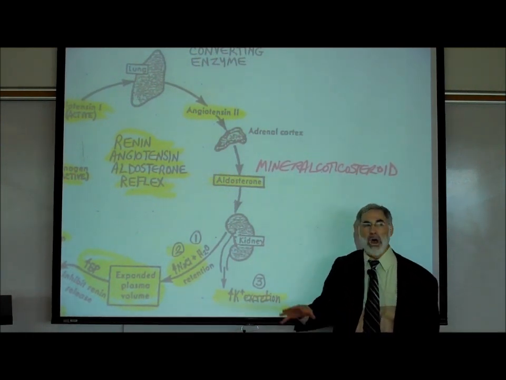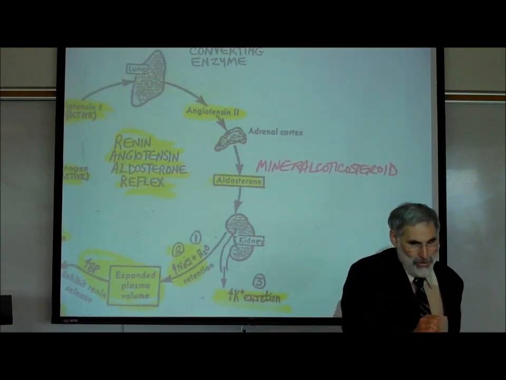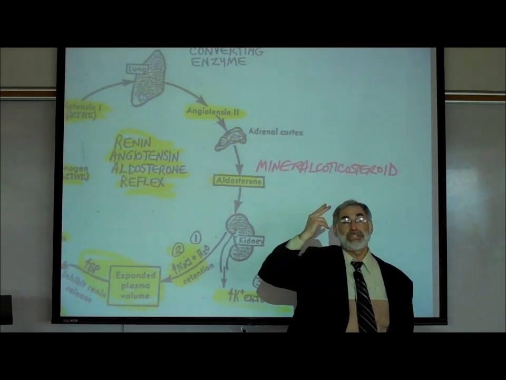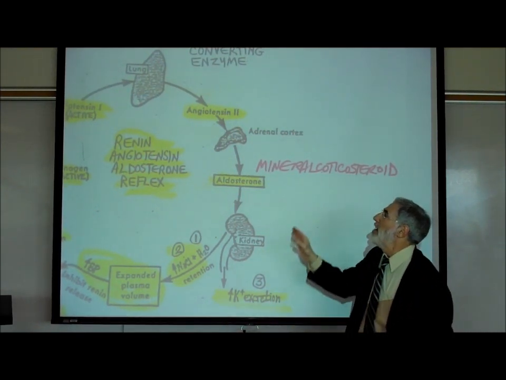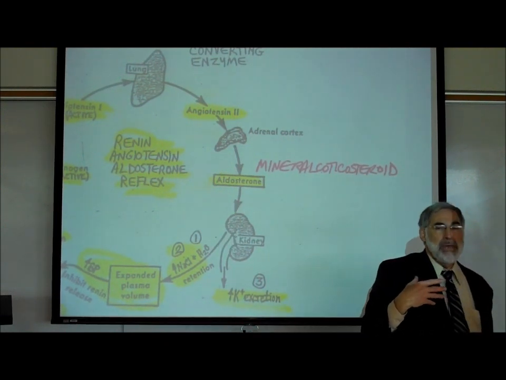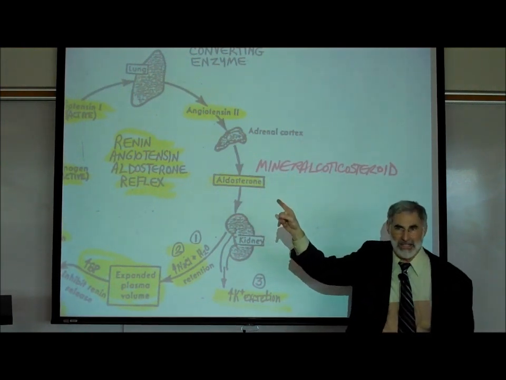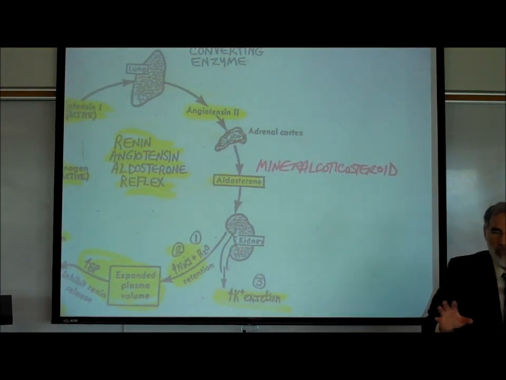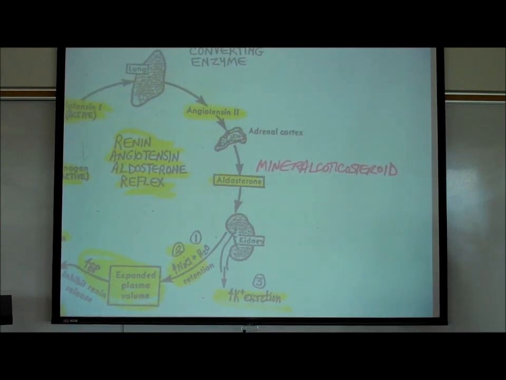In the last class meeting, we learned that what controls the release of cortisol and other glucocorticosteroids was the pituitary hormone ACTH, adrenocorticotropic hormone. But what's controlling the release of the aldosterone and other mineralocorticosteroids is this renin-angiotensin mechanism. So this is controlled by a totally different mechanism than what controls the release of cortisol.